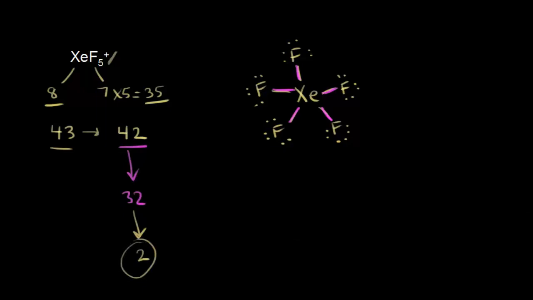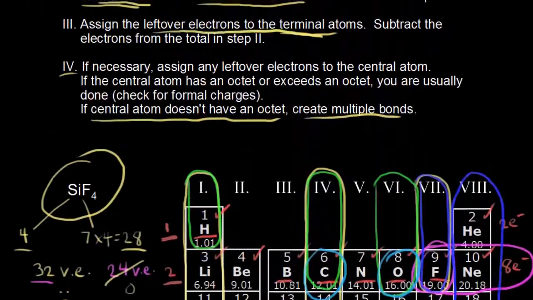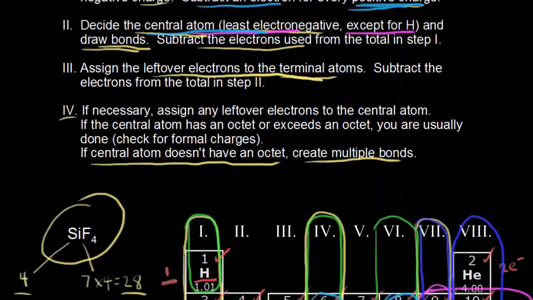We haven't had this situation before. Let's go back up to the guidelines to refresh your memory what we do when we have leftover electrons after step 3. So we get to step 4 here. So if necessary, in this case it is, we're going to assign any leftover electrons back to the central atom this time. And if the central atom has an octet or exceeds an octet, which is what we have in this example, you are usually done. And we're not going to worry about formal charges in this video. I'll talk about them in the next video.